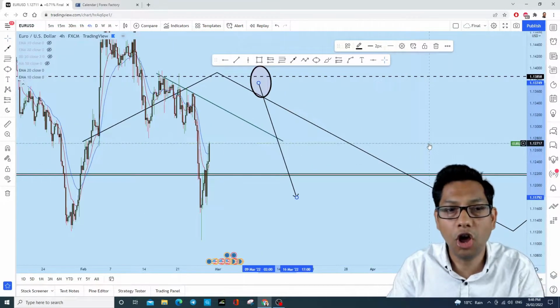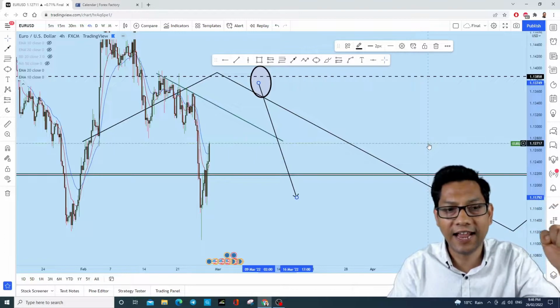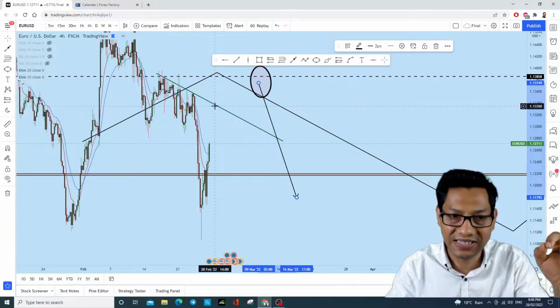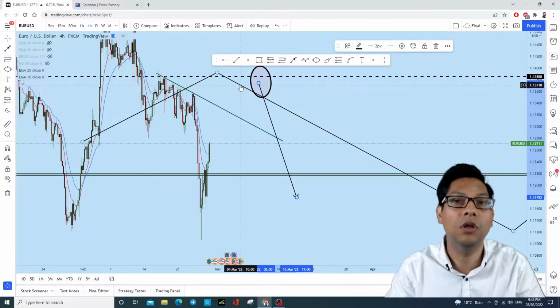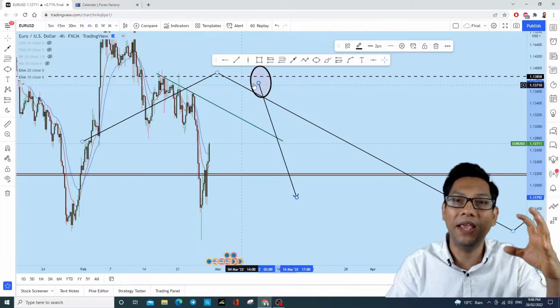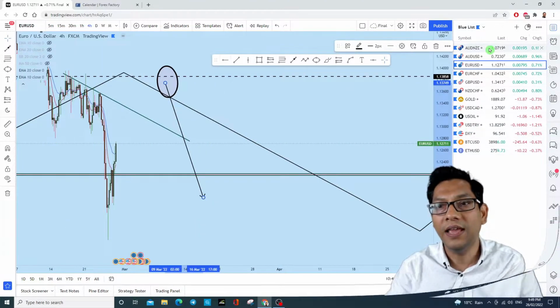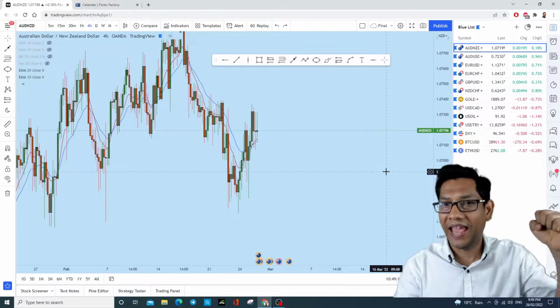So this is the euro dollar, highly volatile, likely to drop next week. We will be waiting for it to go up and test this trend line or this trend line, and then we will consider going short based on the price action. I will keep you updated. This is euro dollar. Now let's start with AUDNZD.